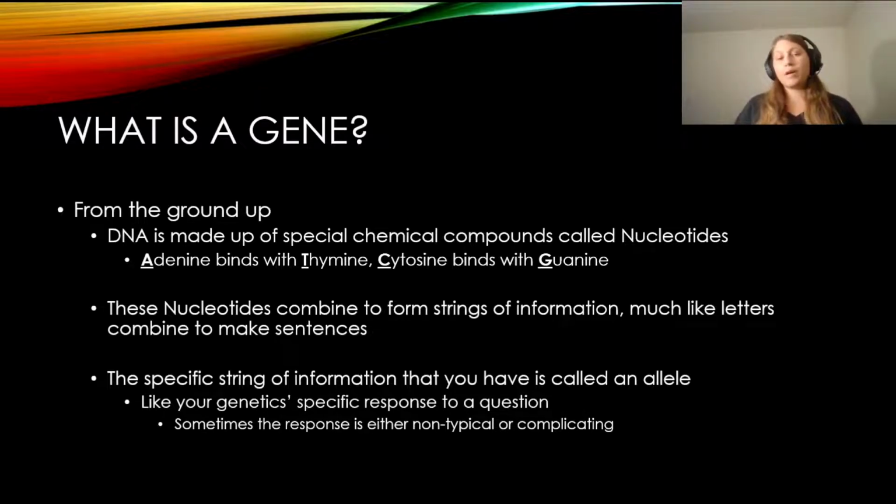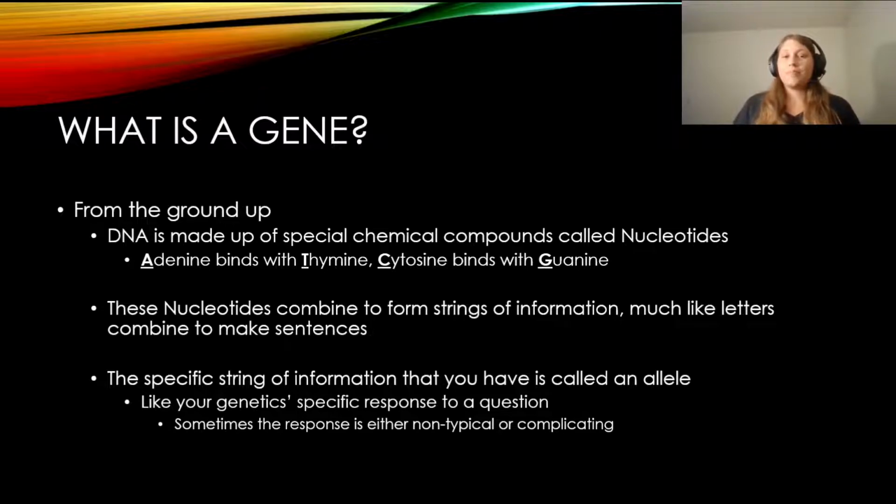Adenine will always bind with thymine, and cytosine will always bind with guanine. This is due to the special way that these chemical compounds are made up, and so they only want to bind to each other. You will therefore never see an adenine bound to a guanine or a cytosine bound to a thymine. It will always be in these A to T and C to G pairs.